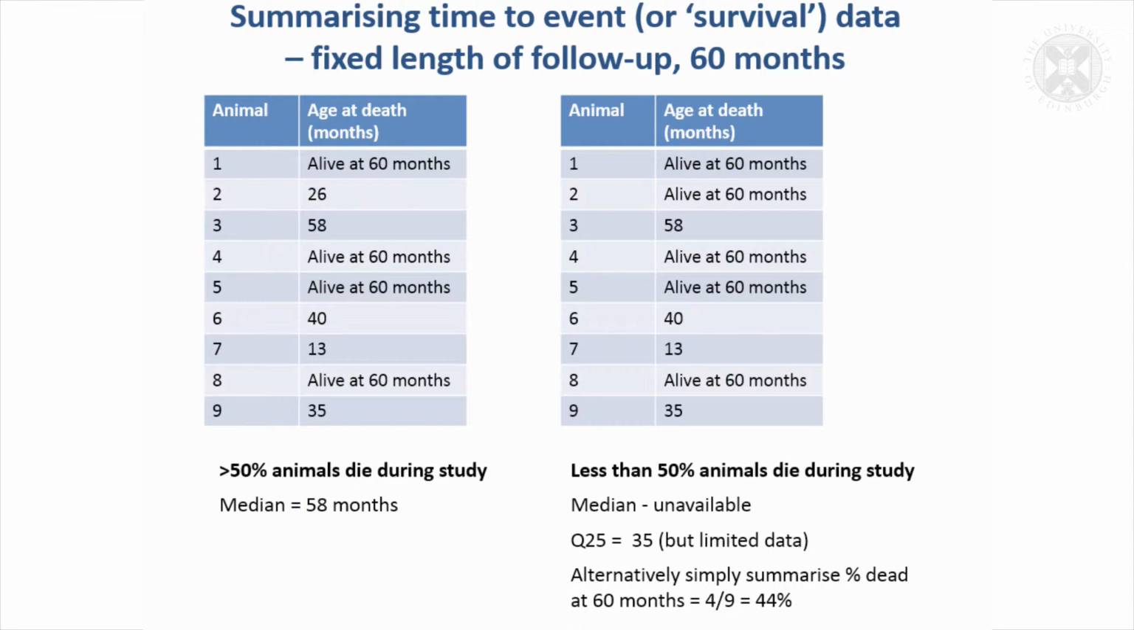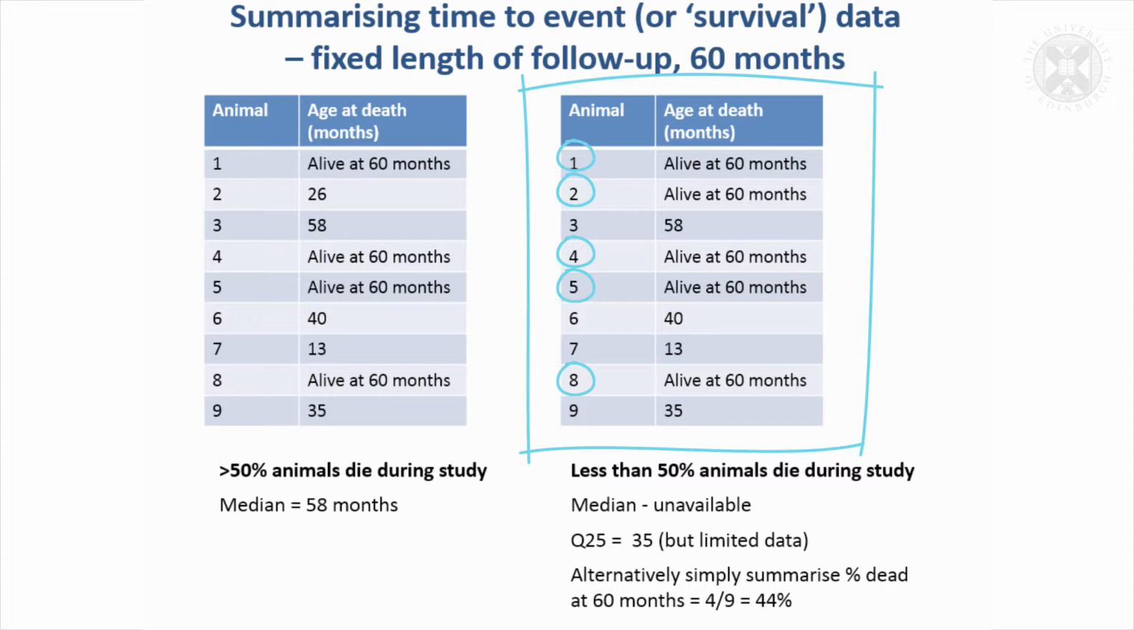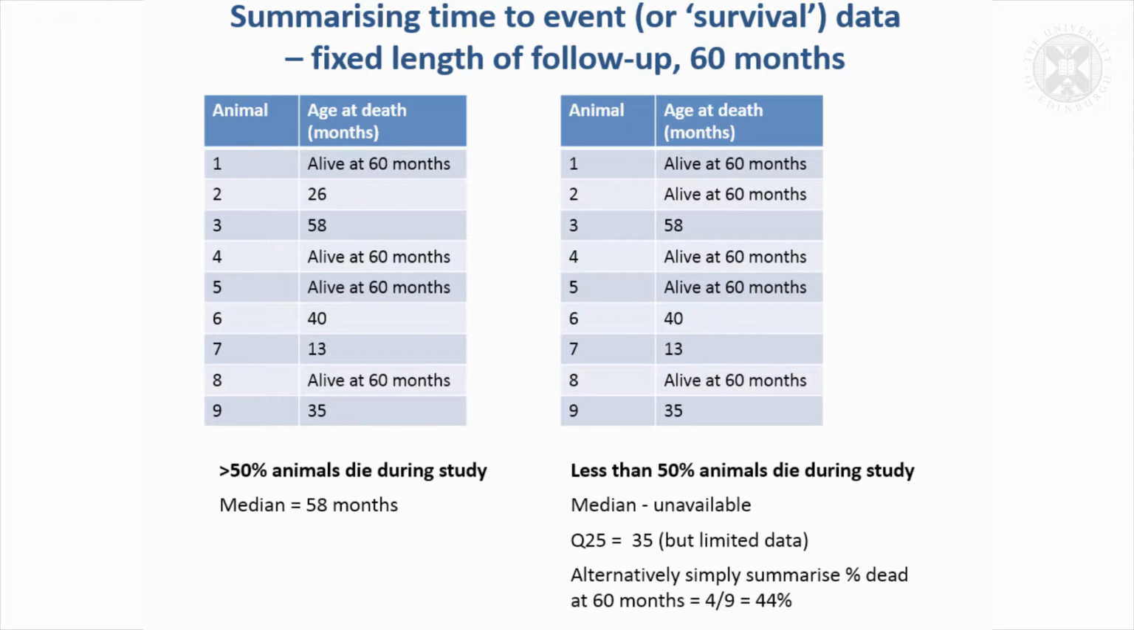But if we're in a situation where not half the animals had died, so this second situation, then 5 of them are still alive at the end of the study at 60 months. So, what's the median in that case? Basically, you can't say it's 60 months because the next animal to die is probably going to die at older than 60 months. So it's not really available. We could get the lower quartile, but we've got limited data. So we would have to resort to simply summarising how many had had the event. So we could say 4 out of 9, or 44% of the animals had died at 60 months.